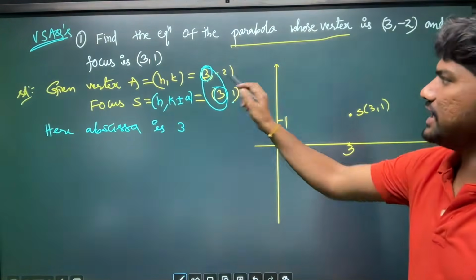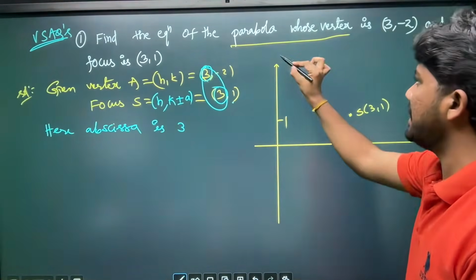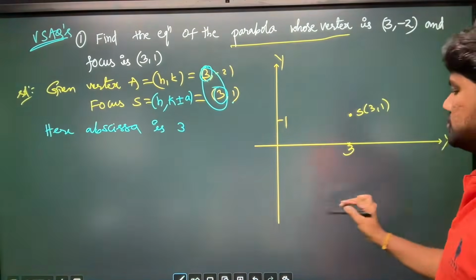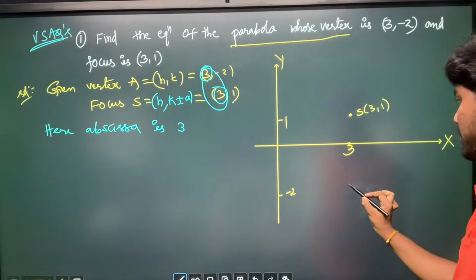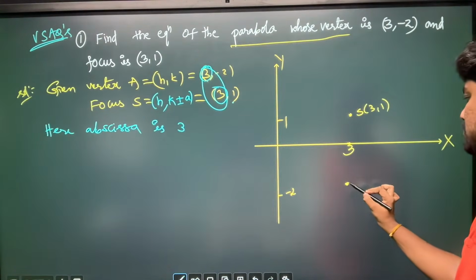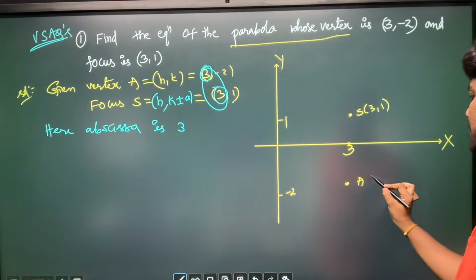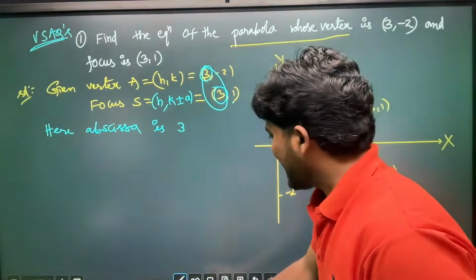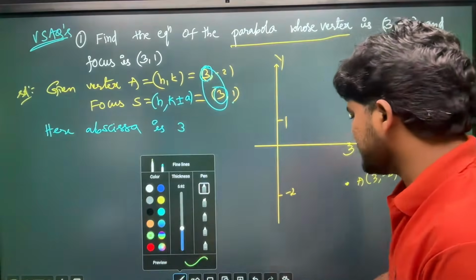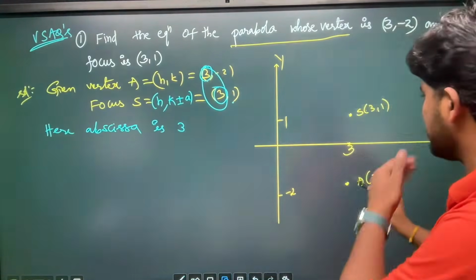Next, (3, minus 2). Minus 2 is on the y axis, so take minus 2 here. (3, minus 2) is the vertex A. Now the axis of the parabola always passes through these two points.